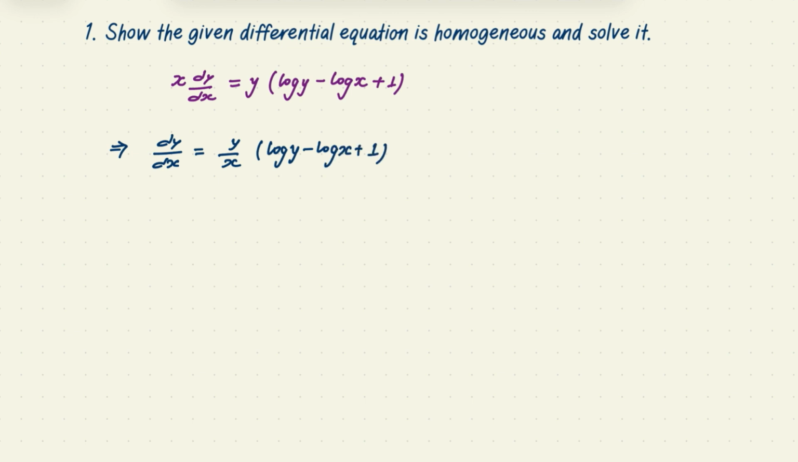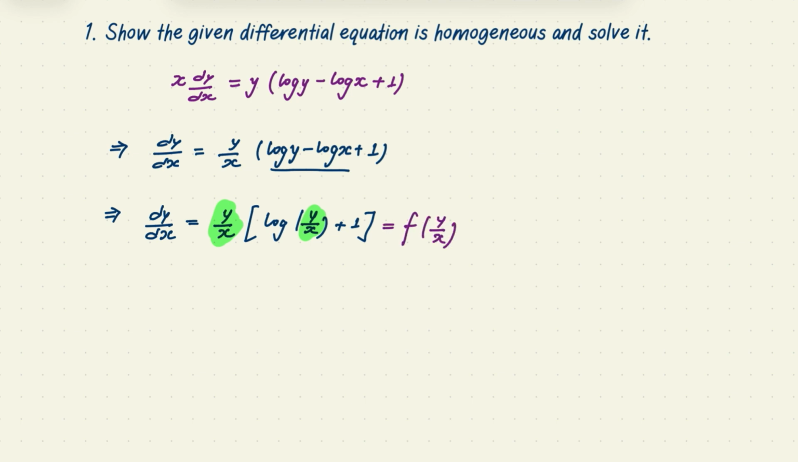So this implies dy over dx equals y by x. And here, if you see, log of y minus log of x can be written as log of y by x, plus 1. Now, if you see this equation, this dy over dx is now a function of y over x. So, since dy over dx is a function of y over x, that means this equation is homogeneous, that is proved. And let this be our equation 1.